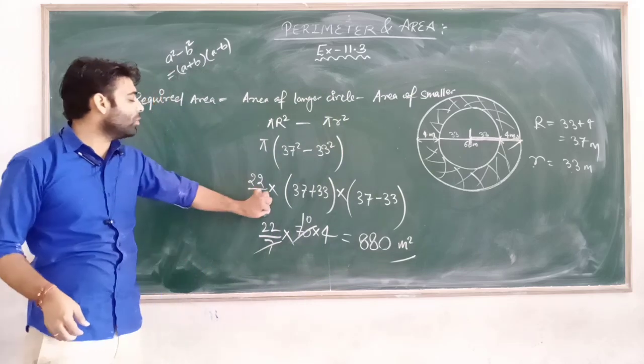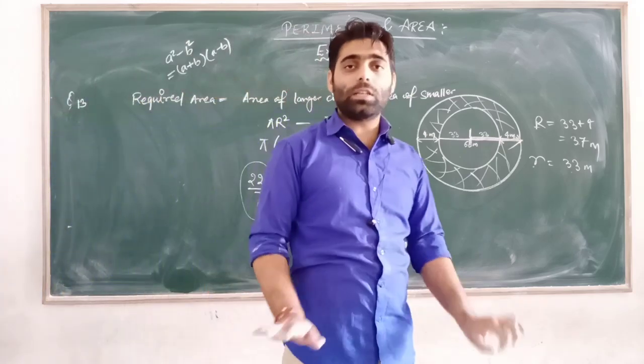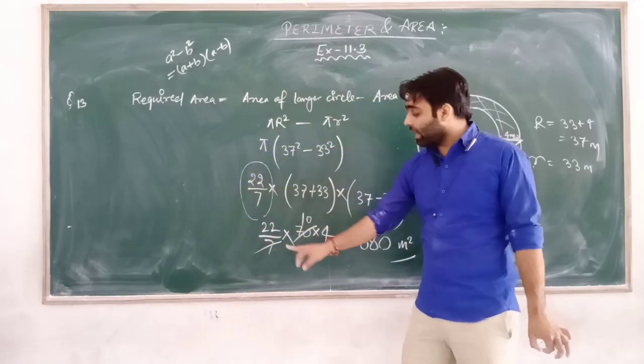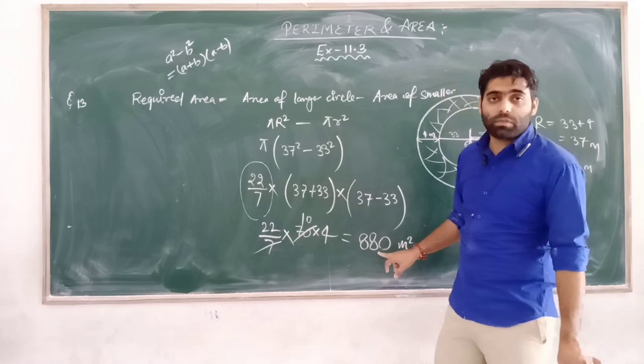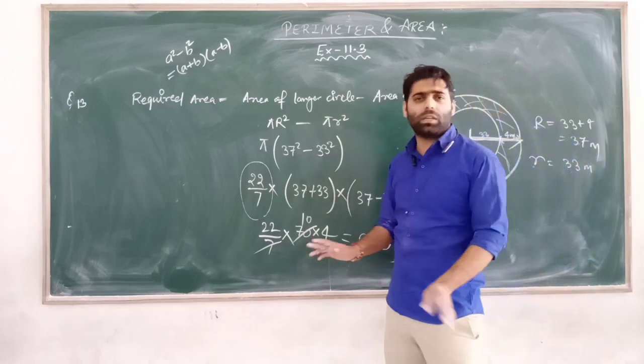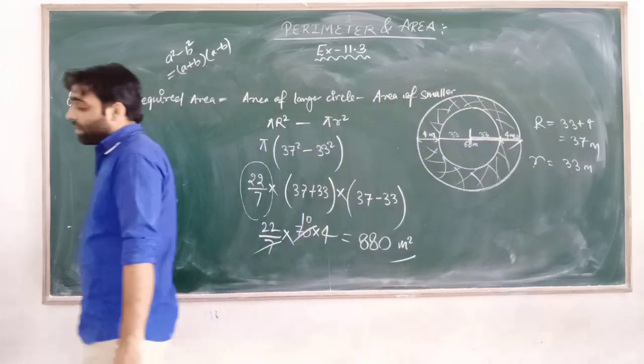I have taken the value 22 upon 7, but in the question 3.14 has been given. There is no worry about that. We can put the value 3.14 and the answer will differ slightly, that is, 879 point something will be the answer. There is nothing to be worried about. Let's start our next question.